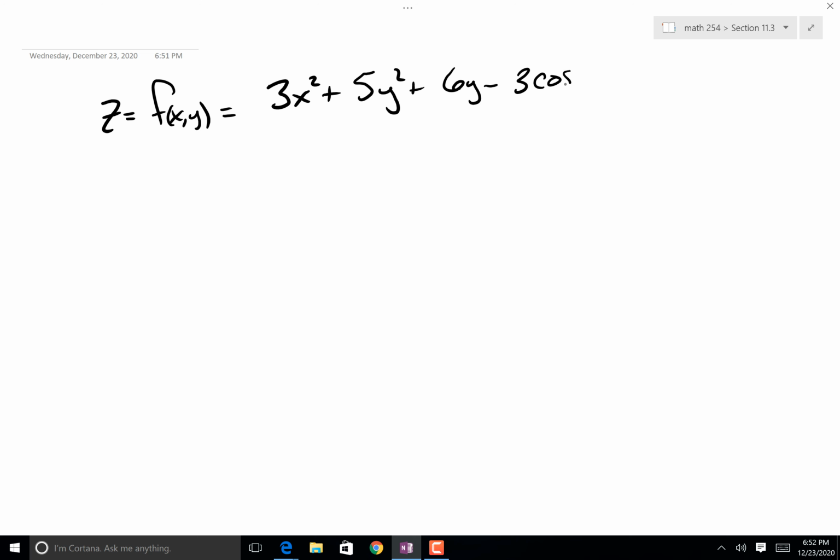3 cosine x, y. Oh, that's hot. All right, there you go. Cool. Plus 2. Sure. Nice.